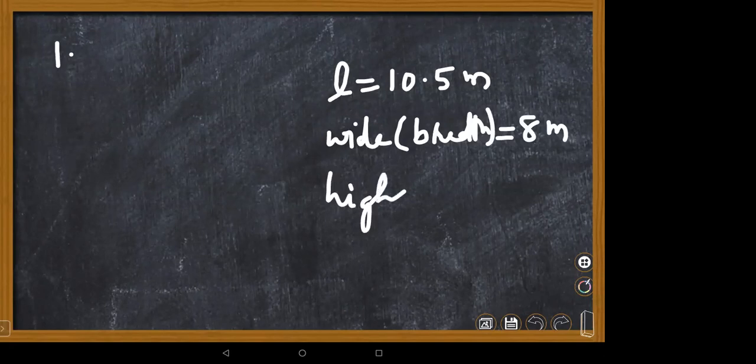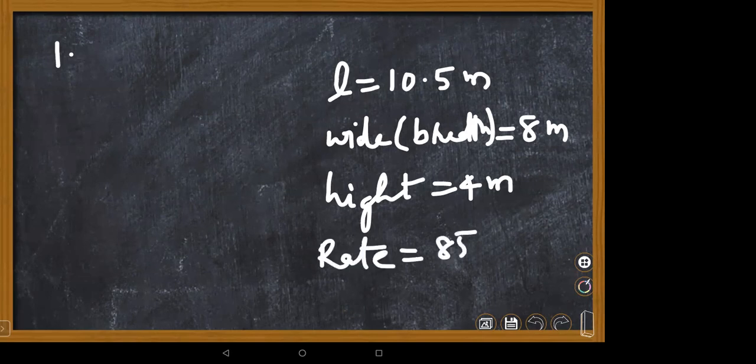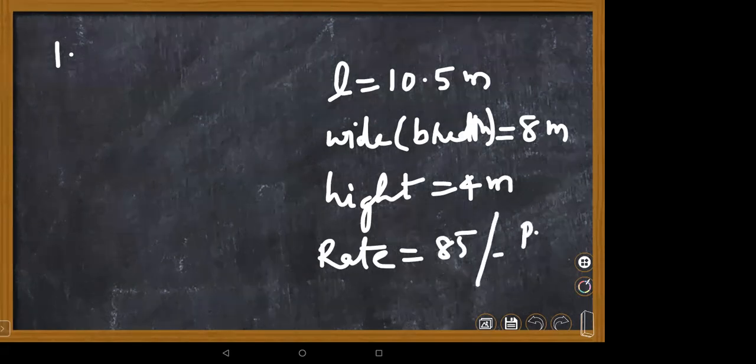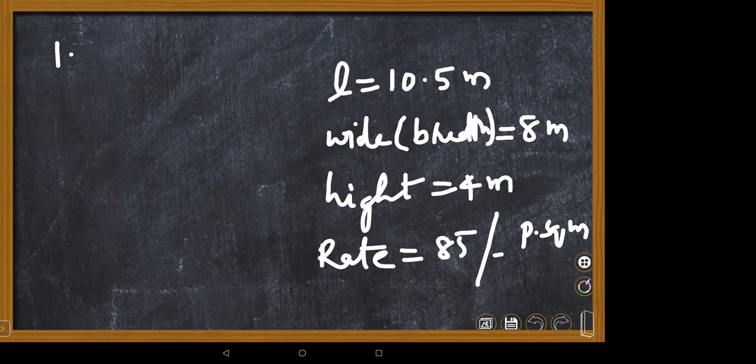And height. How much height is given, children? Height is given 4 meters, at the rate of rupees 85 per square meter. Ma'am, first we will find the lateral surface area, 2h in bracket L plus B, into 85 per square meter. So now you need to find out what is the cost of painting 4 walls of the hall. The formula for 4 walls is 2h in bracket L plus B, right?